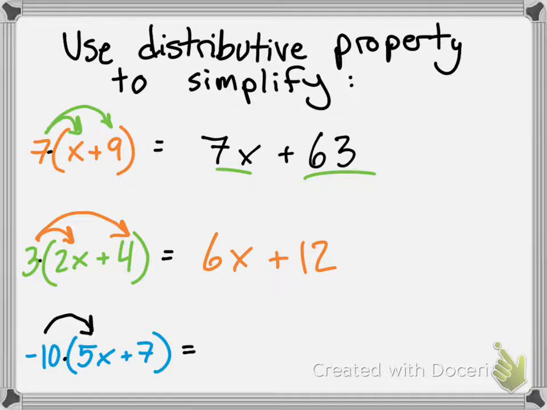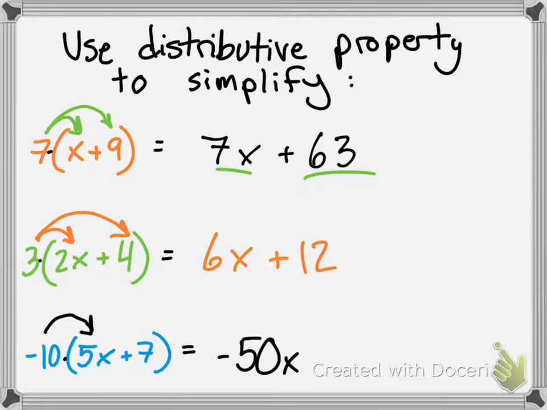What is negative 10 times 5x? So what I did, I ignored the negative sign and just did 10 times 5. So I put negative 50x. Perfect. So she ignored the negative sign at first. She goes, okay, so it's 10 times 5, but then it's a negative. Then make it a negative. So she's perfectly correct there.